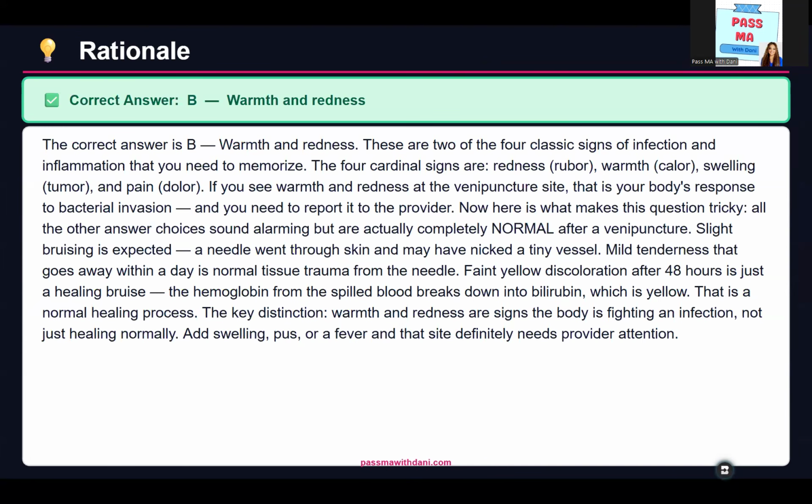Now, these are two of the 4 classic signs of infection and inflammation that you guys need to remember. The 4 cardinal signs are redness, warmth, swelling, and pain. If you do see warmth and redness at the site, this is going to be the patient's body's response to more than likely a bacterial invasion, and it should be reported to the provider.